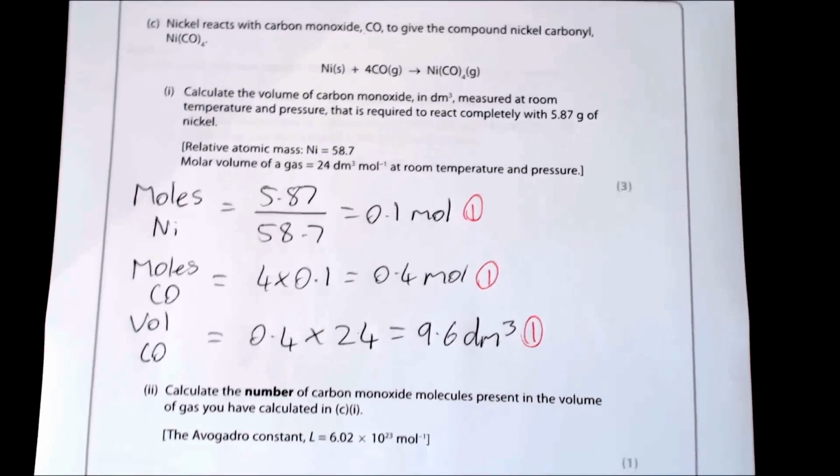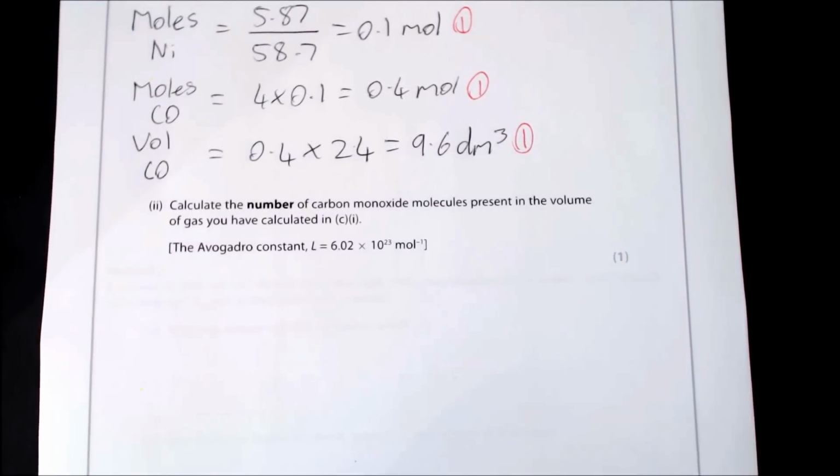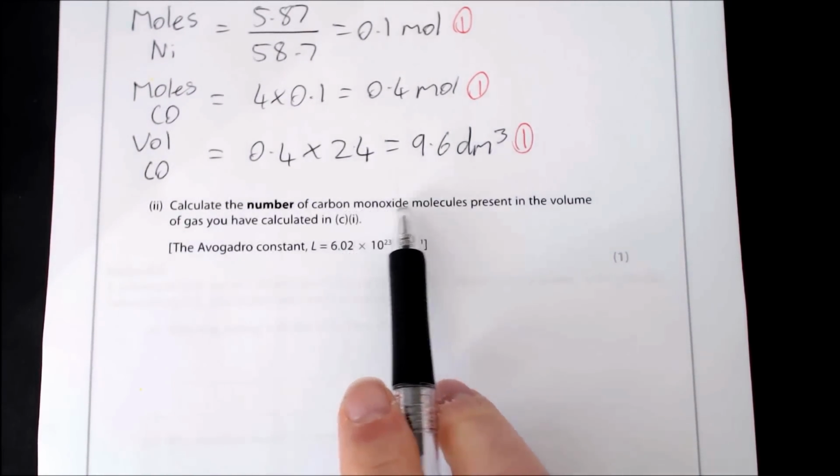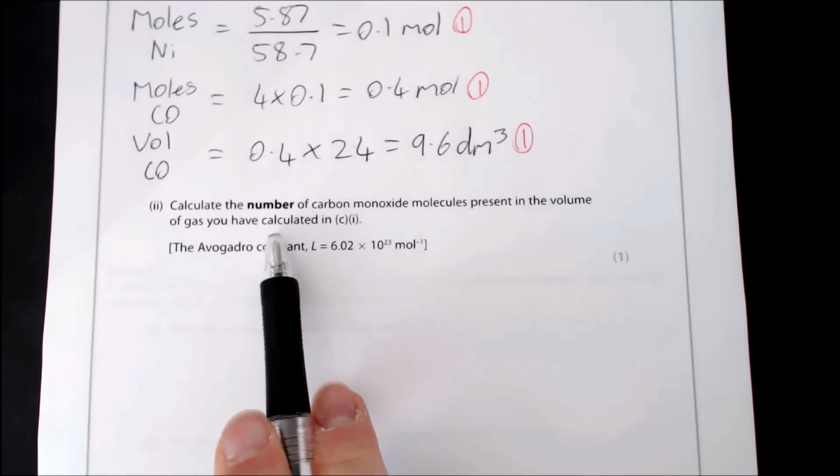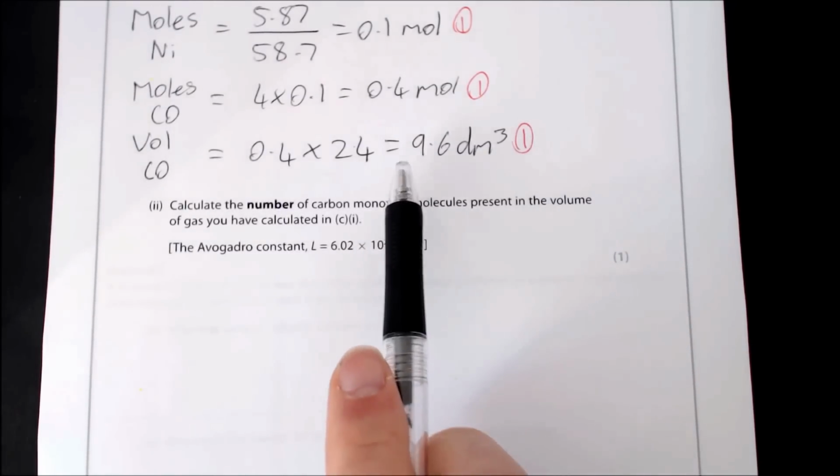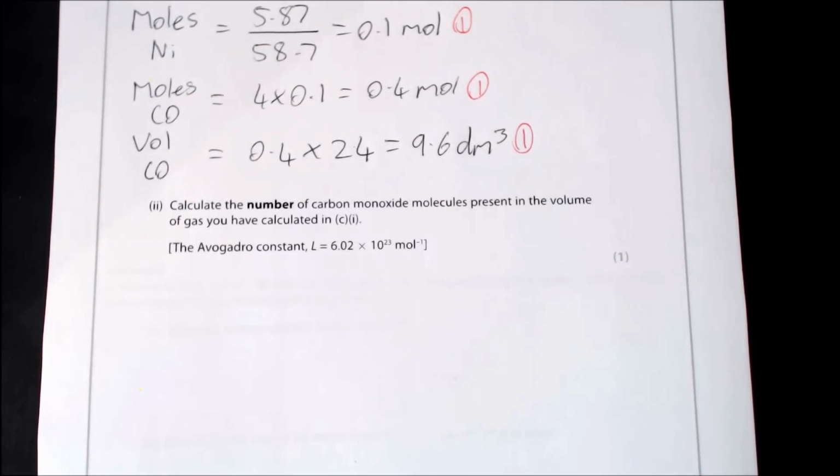Right. Okay, so the next part of this question says calculate the number of carbon monoxide molecules present in the volume of gas you calculated in C part 1. Right, so there's the volume of gas that we've used there.